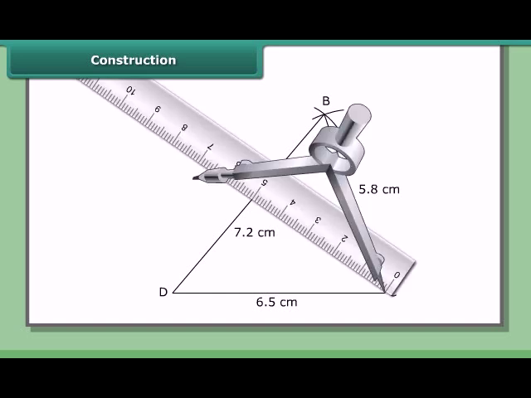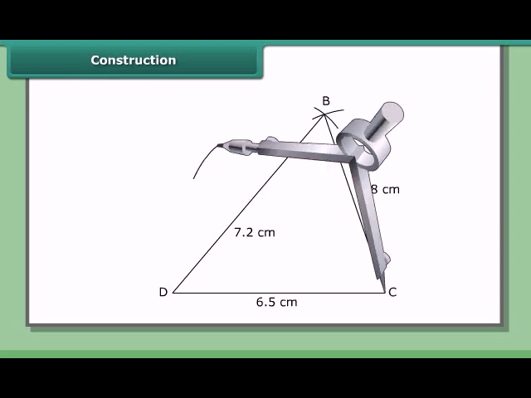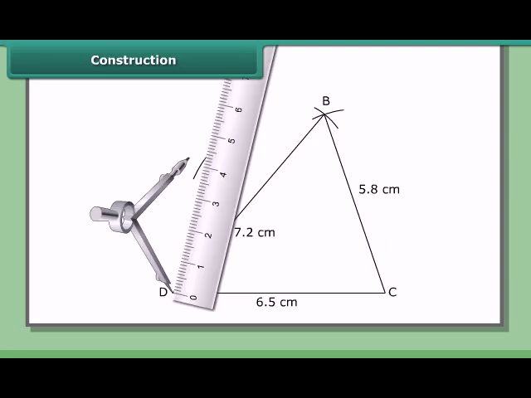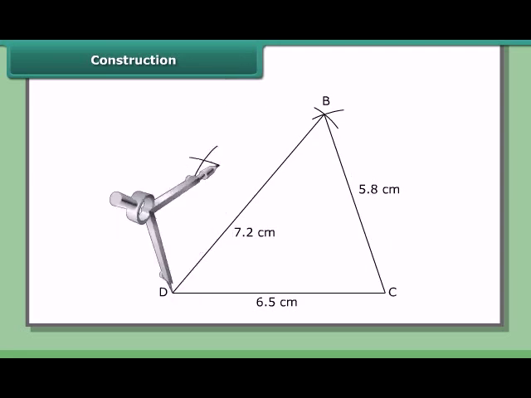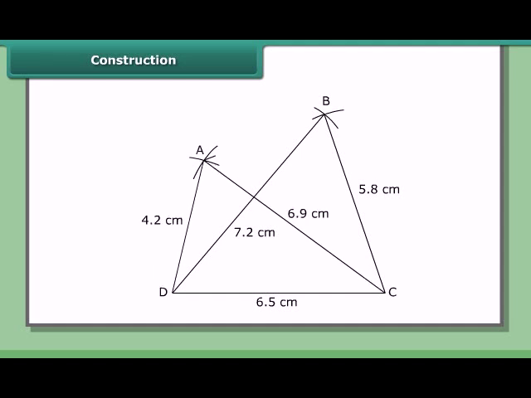Constructing ACD. With C as center and radius 6.9 cm, draw an arc on the same side of DC. With D as center and 4.2 cm radius, draw another arc to cut the previous arc at A. Join CA and DA. Join AB. Then ABCD is the required quadrilateral with diagonals AC and BD.